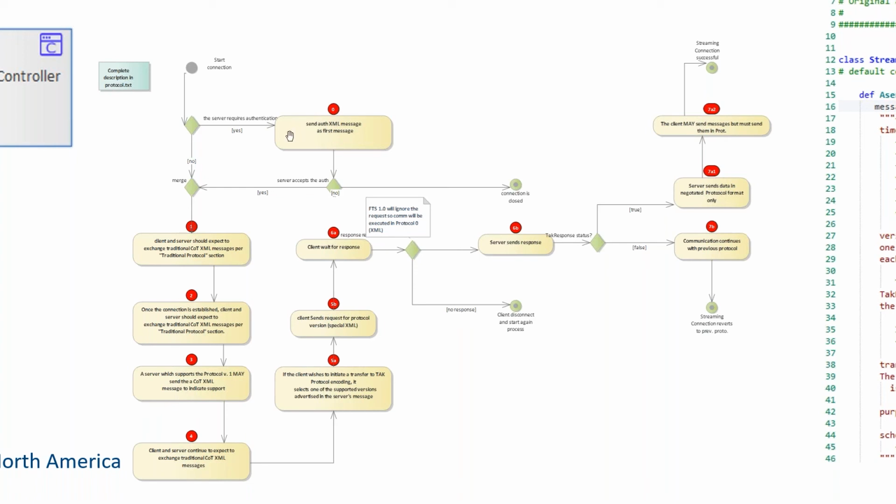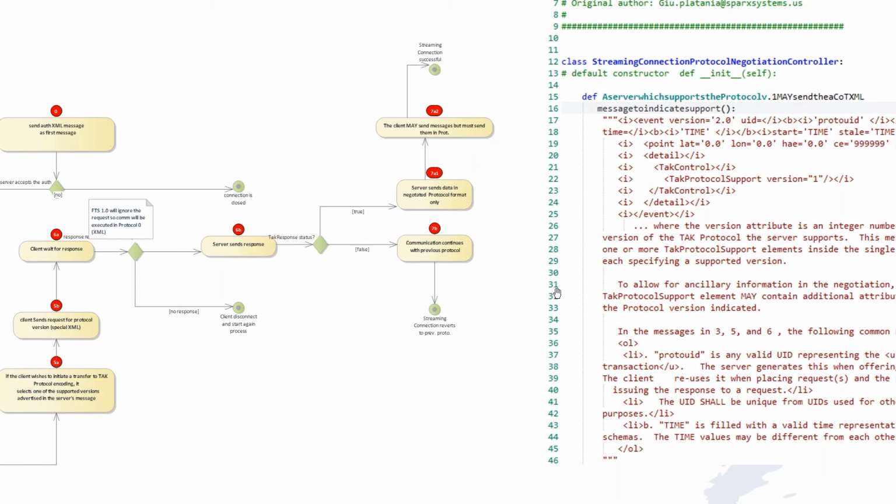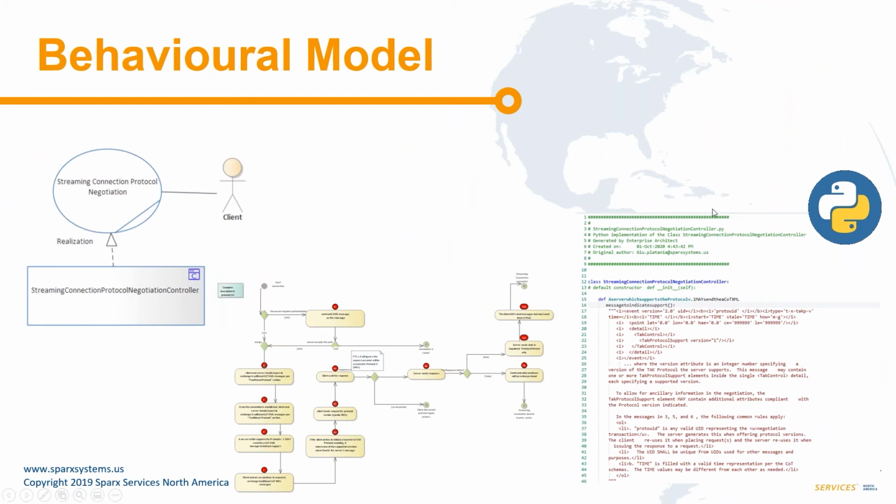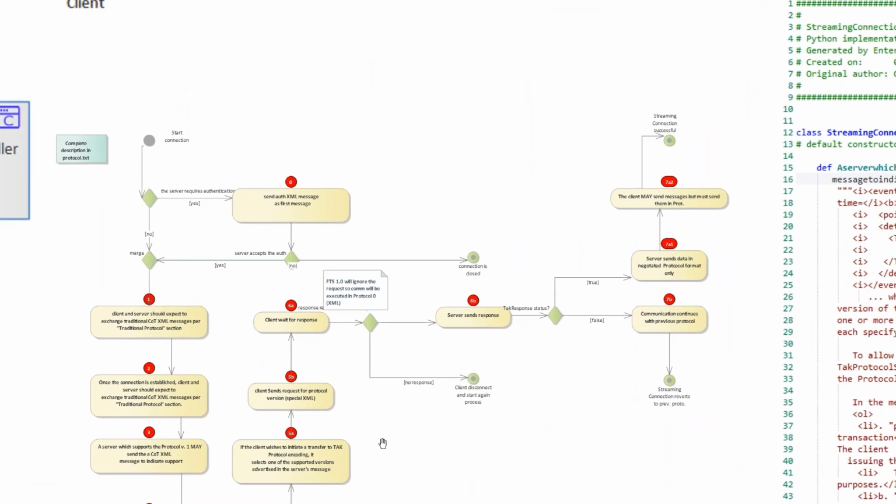Just to get an idea, each rectangle is representing an action being taken by either the client or the server, and each diamond is representing a yes/no decision. So there are a lot of steps, as you can see. This can then be generated into code like this, which includes all the documentation present within this model, as each of these has associated documentation which is included.